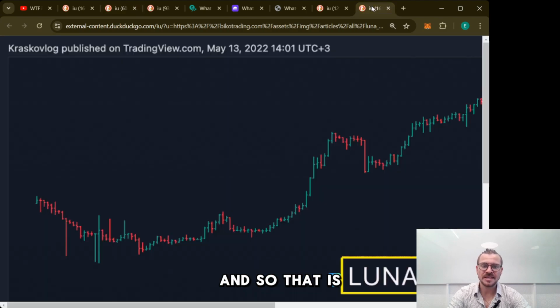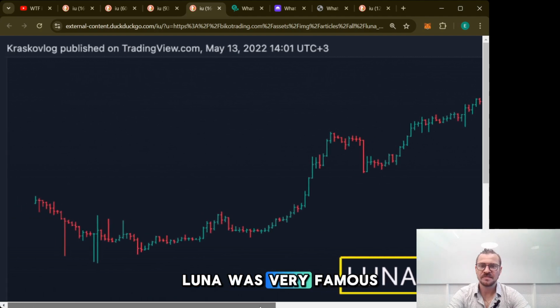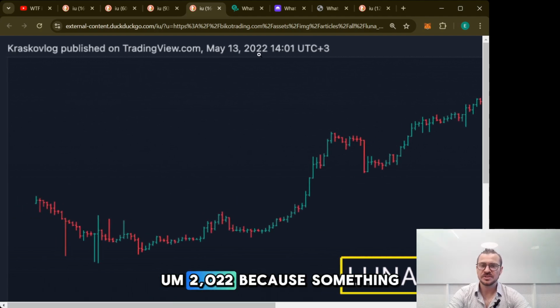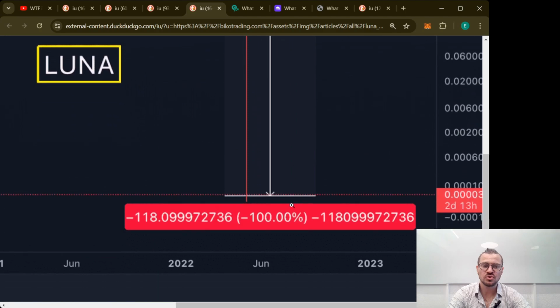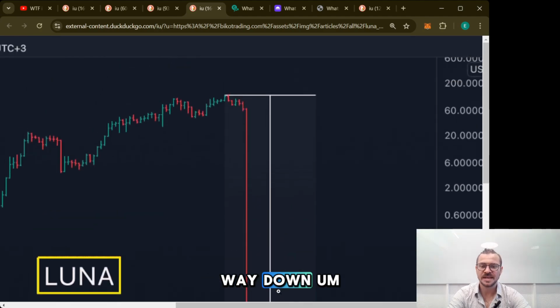Okay, and so that is this. I don't know if you know, but Luna was very famous in 2022 because something happened to it. You can see that Luna is going up, it's going up, it's going up, and then boom, it goes all the way down.